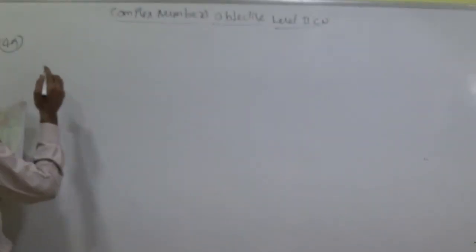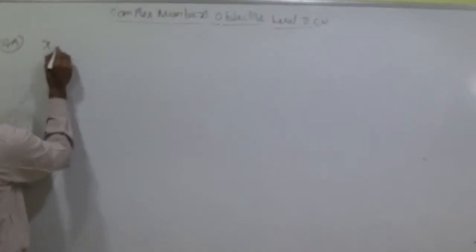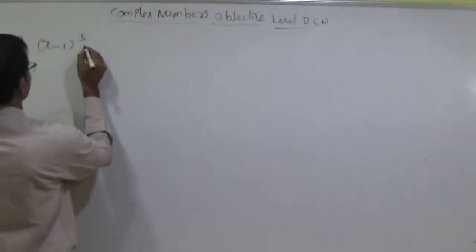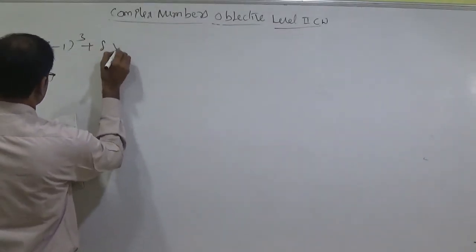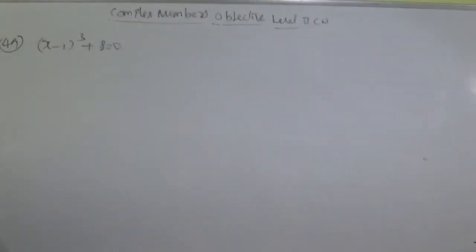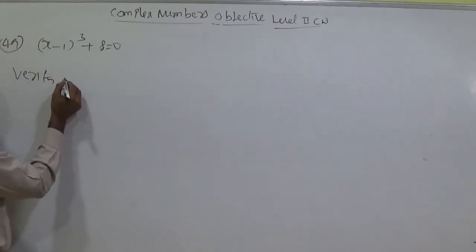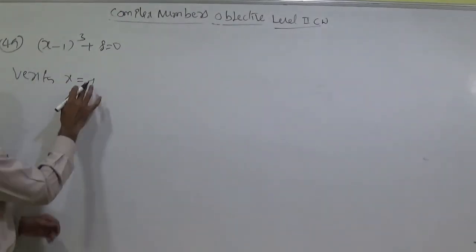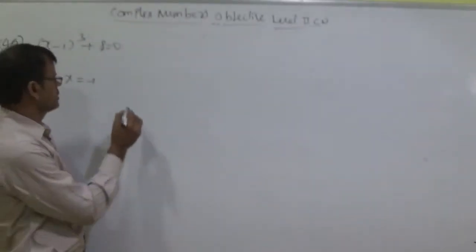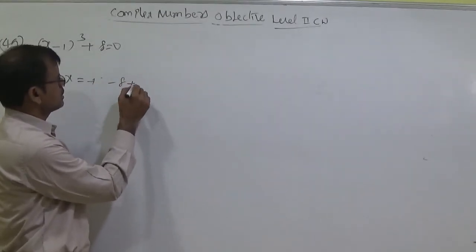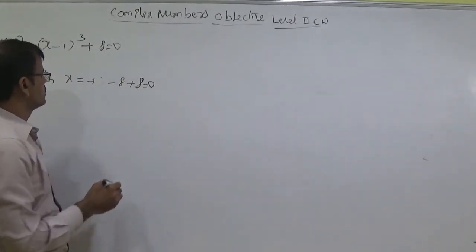Forty-ninth question. If the cube roots of unity are 1, omega, omega square, then find the roots of the equation x minus 1 whole cube plus 8 is equal to 0. Better to verify the options. Verify x equal to minus 1: if you put it in, it becomes minus 2 whole cube, which is minus 8, plus 8 equal to 0. So minus 1 is a root.